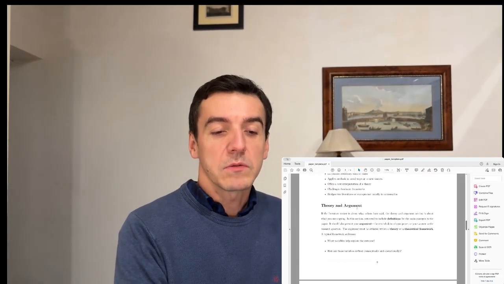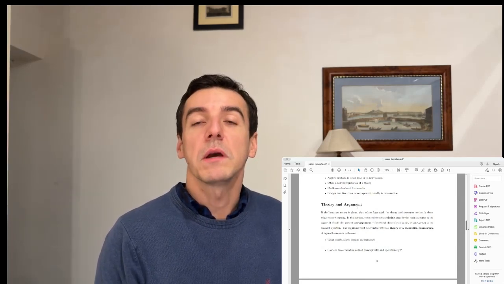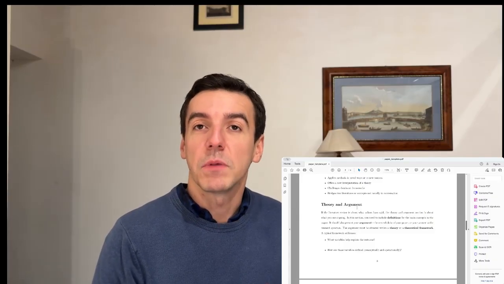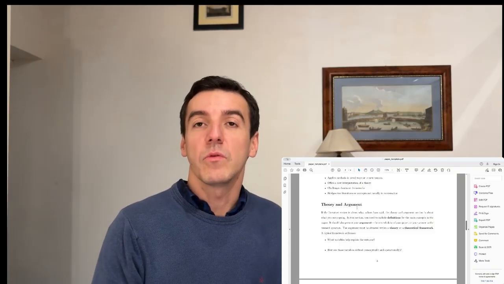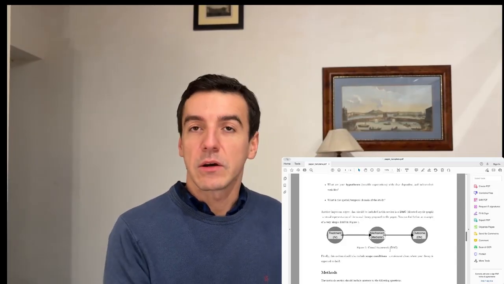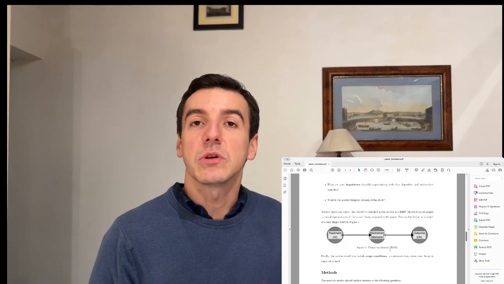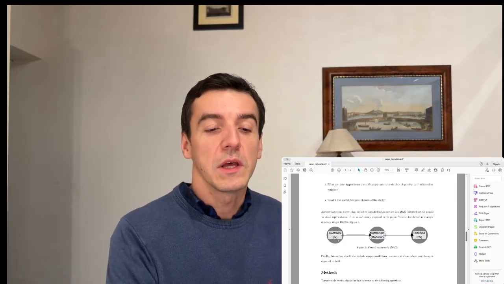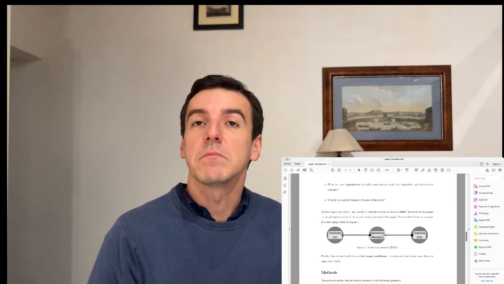The theory and argument is a section that may not necessarily exist in other disciplines, but this is the part of the paper in which you fundamentally define the main outcome and the main independent variable of interest, in addition to explaining why the independent variable is causally connected to the dependent variable. This is where you could add a diagram like this. As I mentioned, it's important to have some sort of visual representation of the main claim in the paper, the main answer to the research question that you're posing. So the independent variable is affecting the dependent variable through some sort of mediating mechanism.